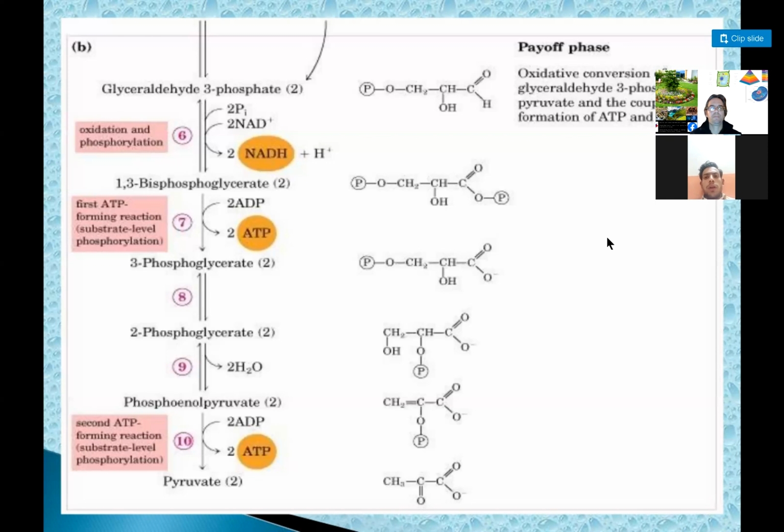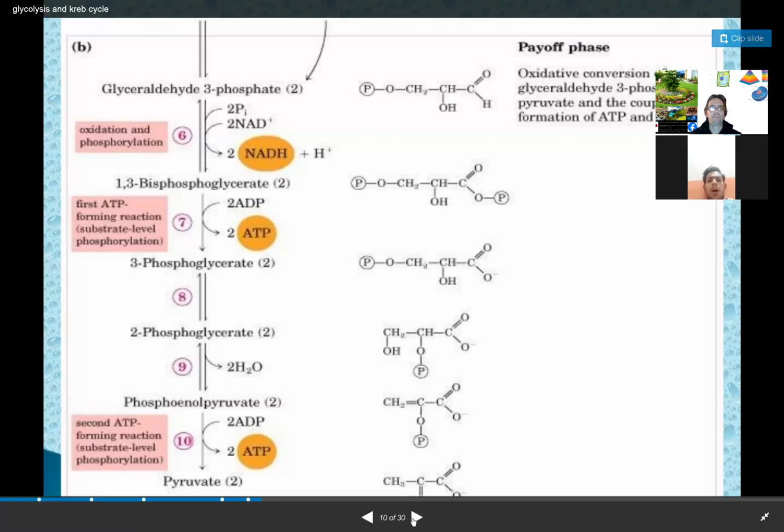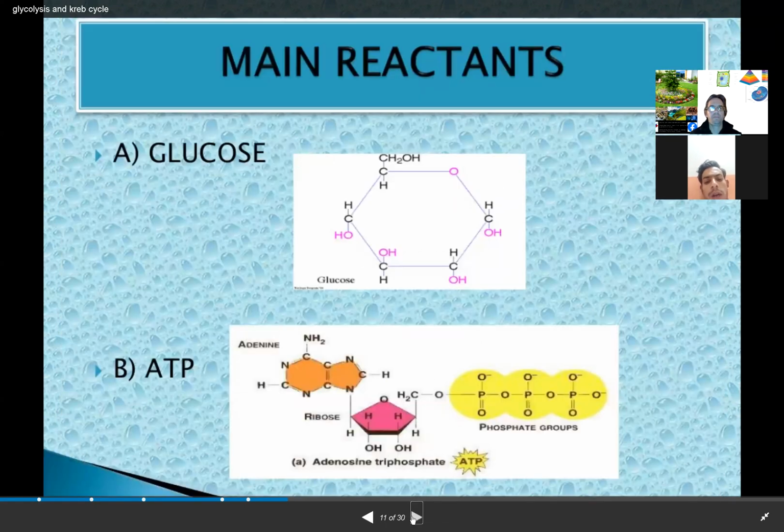into 3-phosphoglycerate and converted into 2-phosphoenol pyruvate. In the last step, 1,3-phosphoglyceric acid is converted into 3-phosphoglyceric acid. Here, the formation of 2 ATP also occurs, and the 3-phosphoglycerate is then converted into 2-phosphoglycerate. Here, 2 H2O molecules are formed.